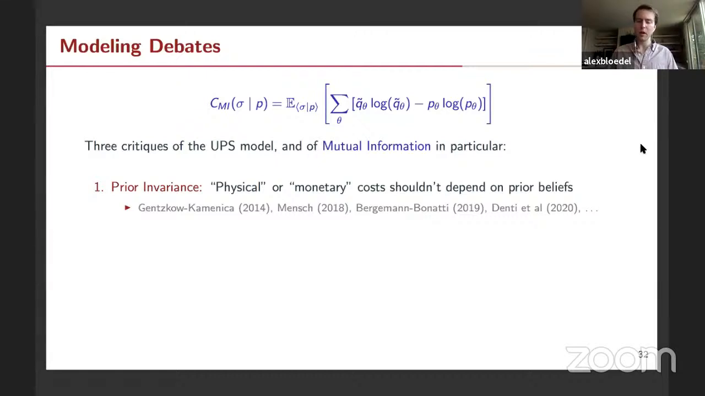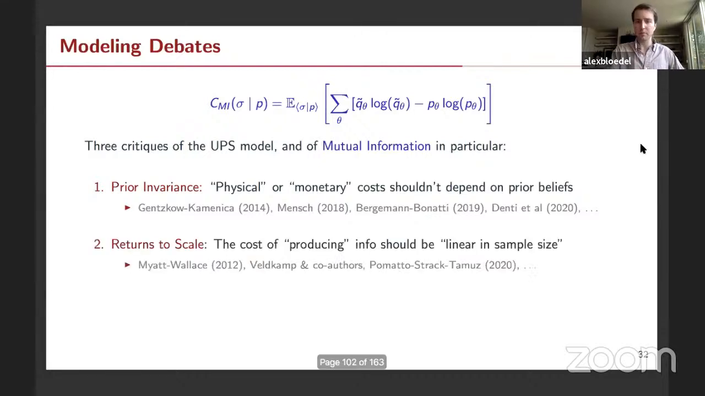So the background here is that there are what I view as 3 main critiques of the UPS model and of mutual information in particular. The first is what you might call the prior invariance critique, which says that physical or monetary costs of information shouldn't depend on prior beliefs. Mutual information violates this property. Costs do depend on priors.